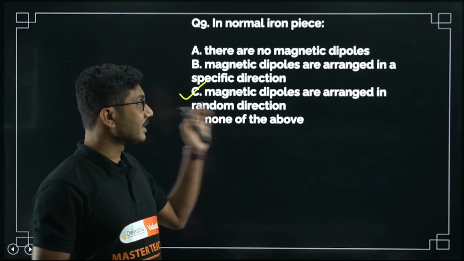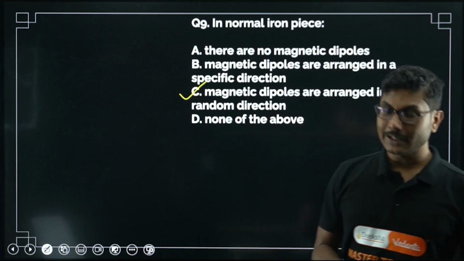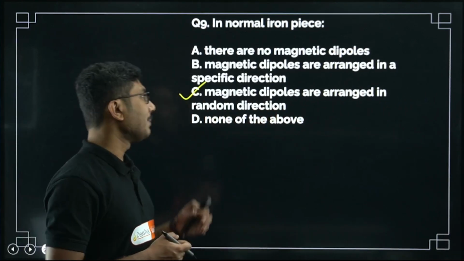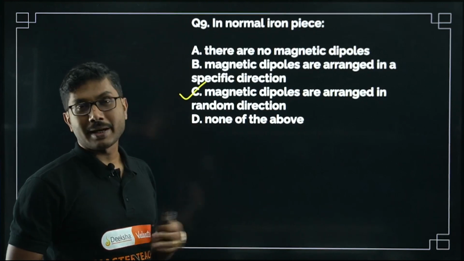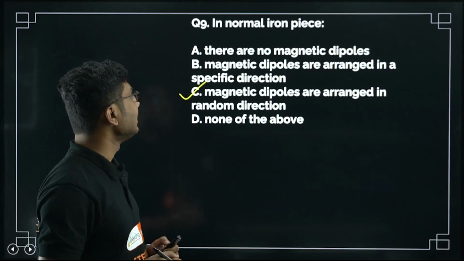If they are oriented in a specific direction, then it will become a permanent magnet. In case of a permanent magnet, they are oriented in a specific direction. But in case of a normal magnet, they are oriented at random direction. So you have to be careful to answer this question.